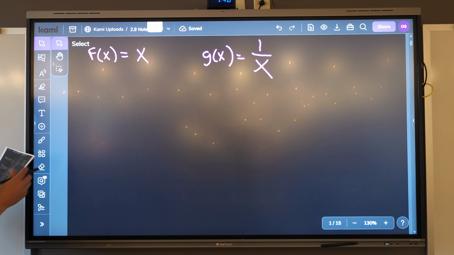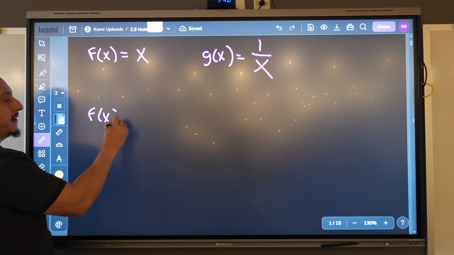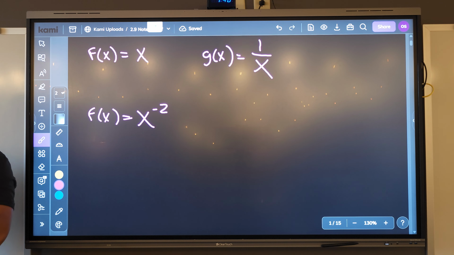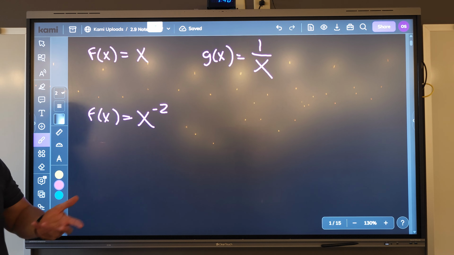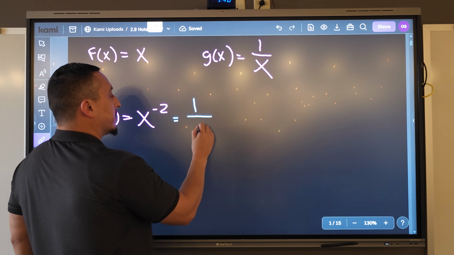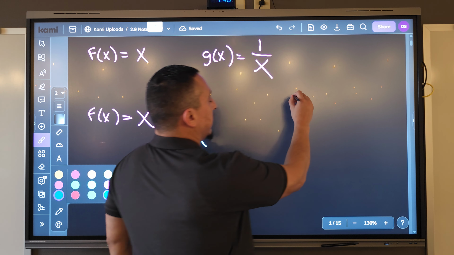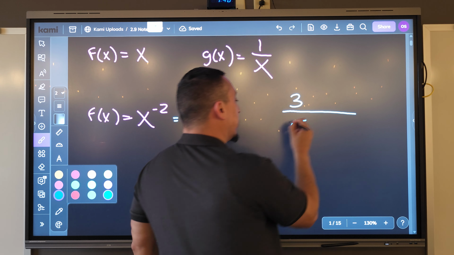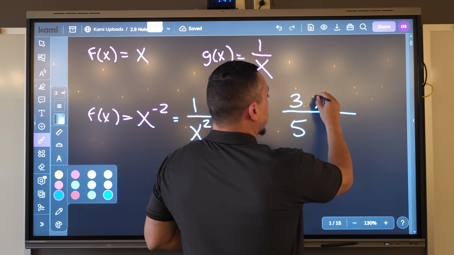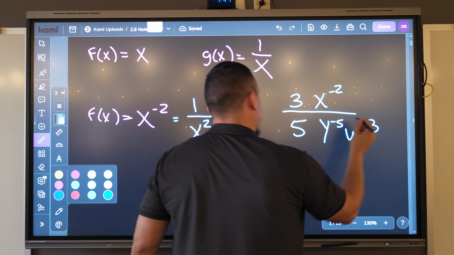Okay. With that example, if I had f of x equals x to the negative 2 power, we don't like negative powers. This is equivalent to 1 over x squared. So let me explain that real quick. This is the way I would explain it in Algebra 1. I don't know if this was how your teacher explained it to you, but this always worked well for me.